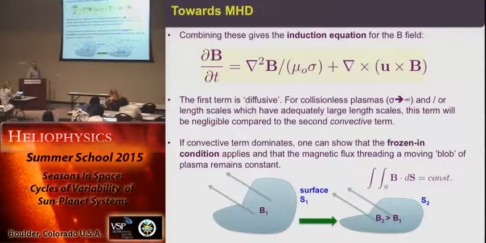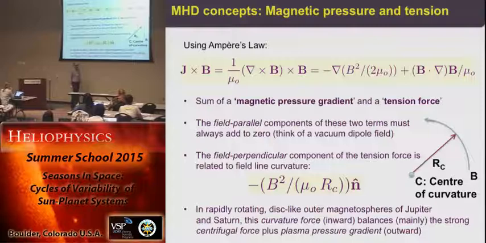Okay, now if we look at the force on the plasma due to the so-called magnetic force, which is the cross product of current density and magnetic field, we can do some algebra making use of Ampere's law and separate that force term, a force per unit volume, into these two quantities here. The first is a gradient of what's effectively known as a magnetic pressure.